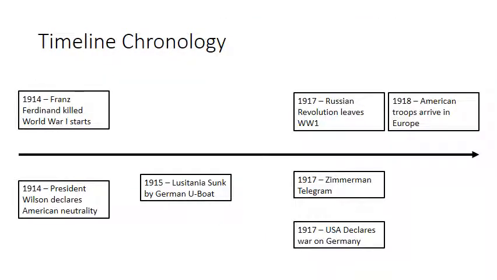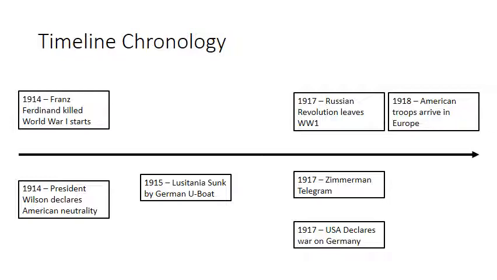And here's our timeline. It all starts in 1914 with Franz Ferdinand, the future leader of Austria-Hungary, being assassinated. That's the spark that starts the war. Immediately, Wilson declares American neutrality. 1915, the Lusitania is sunk. 1917, Russia leaves the war. They have the Russian Revolution. Again, the Bolsheviks lead a revolution against the Russian king. And so Russia leaves the war.